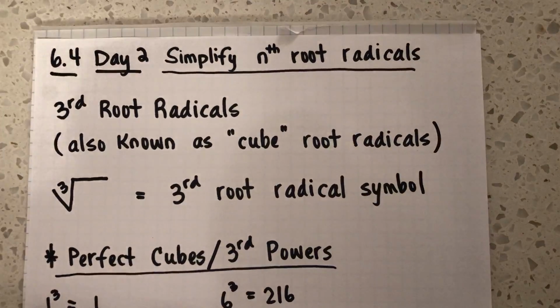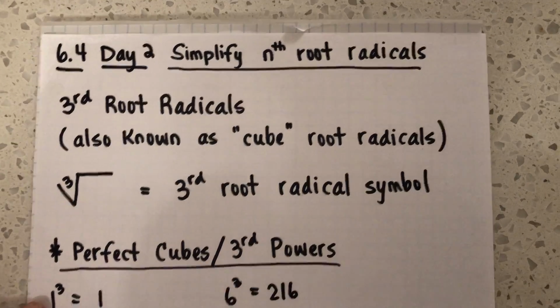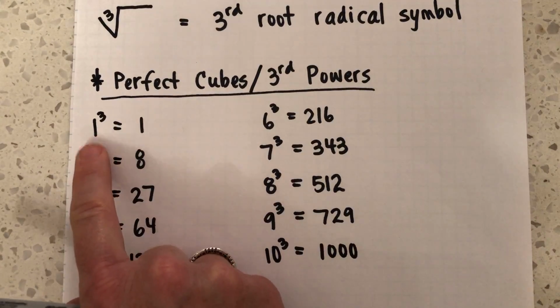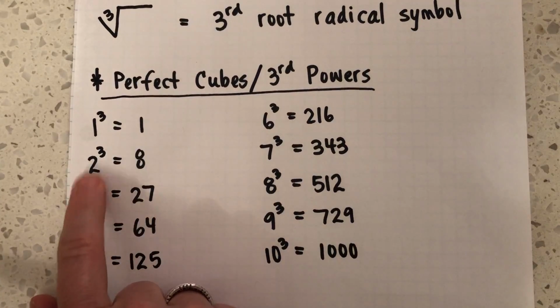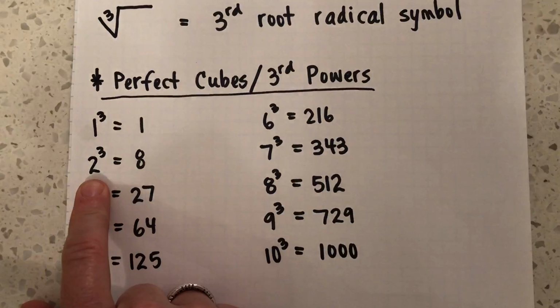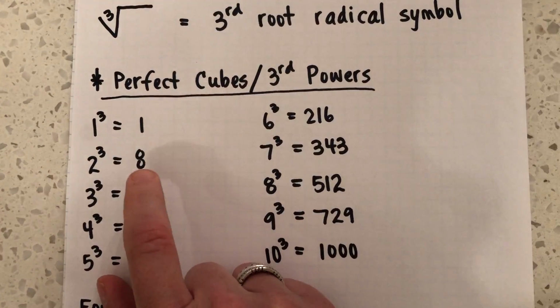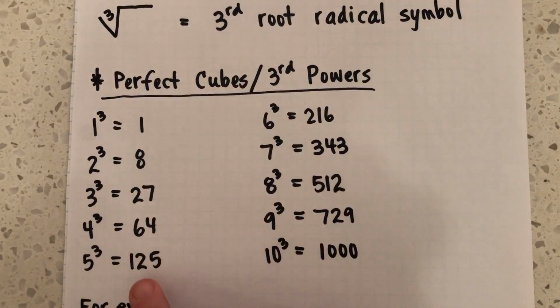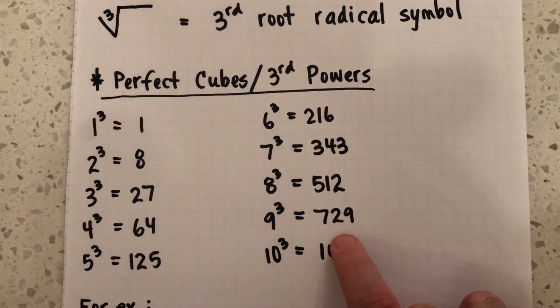If you're going to work with third roots, you have to know who your perfect cubes are, or your perfect third powers. If you take 1 and cube it, 1 times itself 3 times is 1. So 1 is a perfect cube. 2 to the third is 2 times 2 times 2, so that's 8. So 8 is a perfect cube, or a perfect third power. 3 to the third is 27, 4 to the third is 64, 125, 216, 343, 512, 729, and 1,000.